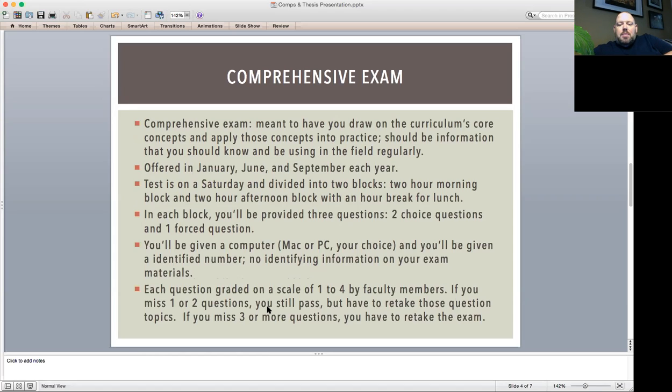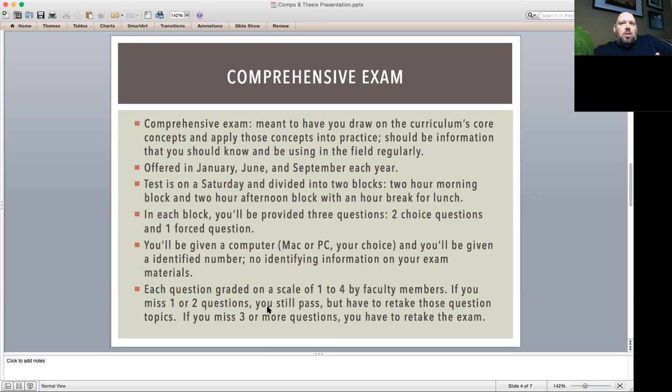So the comprehensive exam is meant to have you draw on the curriculum's core concepts and apply those concepts into practice. This should be information that you should know and be using in the field regularly. So questions on the comps exam, I think some students feel like it's going to be like arcane knowledge that we won't use, but I can't stress enough that comps is not meant to do that. It's not meant to have you think about theories that you're never going to use or theoretical approaches that you never sort of remember. It's meant for you to draw on things that you regularly are using in the field, right? And it's about the theory to practice.